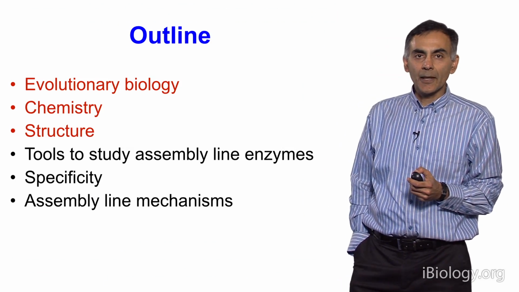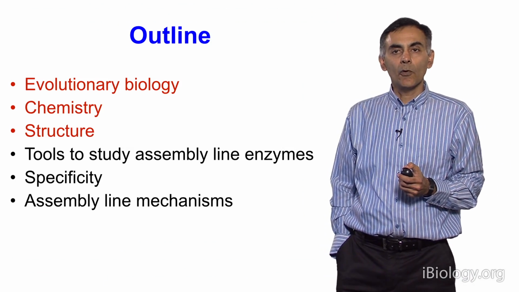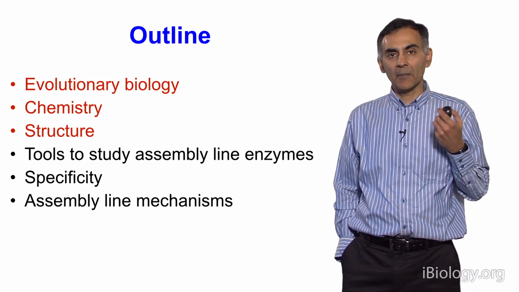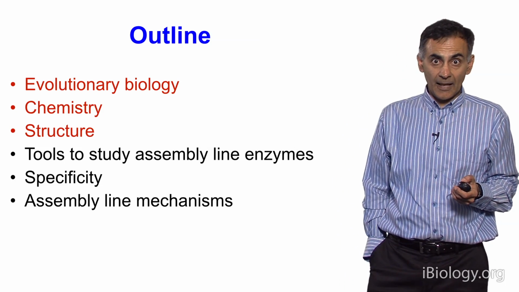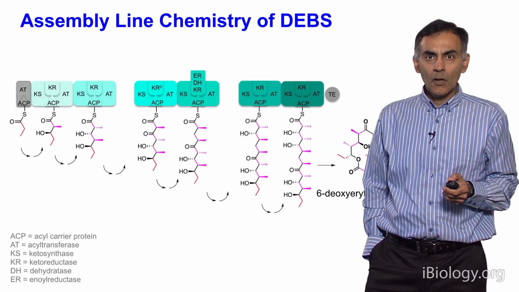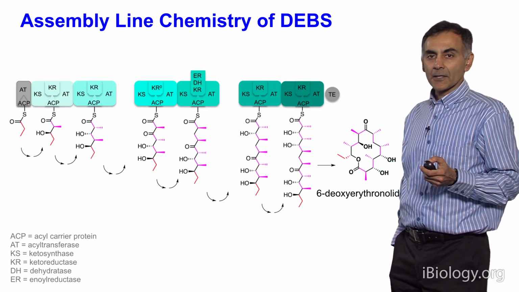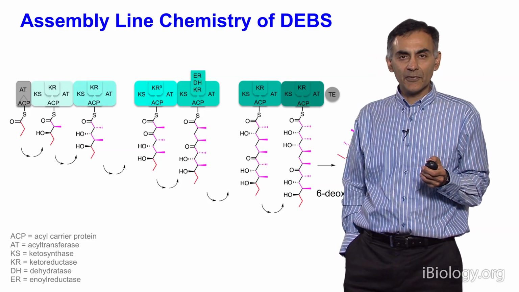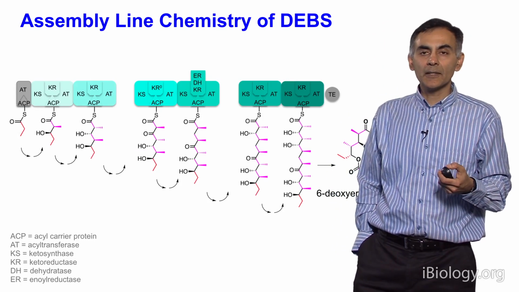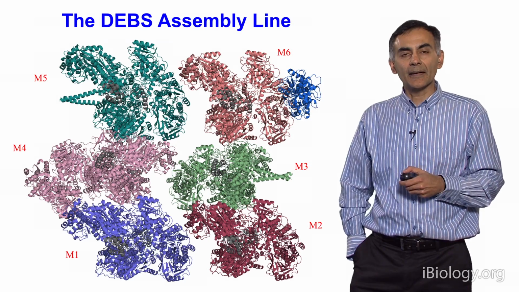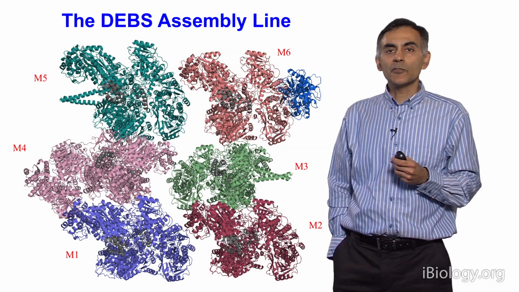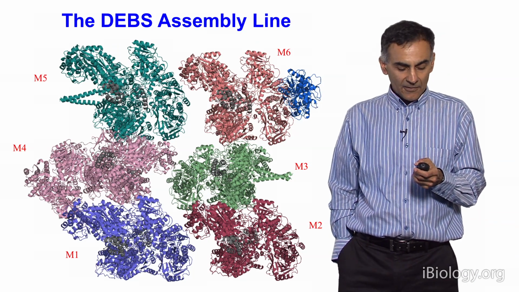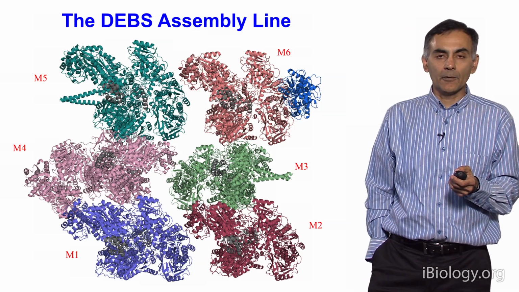So in the first lecture, I introduced you to the basics of what an assembly line is, what's the chemistry that happens on an assembly line, and what an assembly line looks like. We looked at the basic architecture of the 6-deoxyerythronolide B synthase, or DEBS, which I have used subsequently to make most of the points that I have made. I introduced to you the architecture of this assembly line, or at least as best as we can gauge today based on data we have.